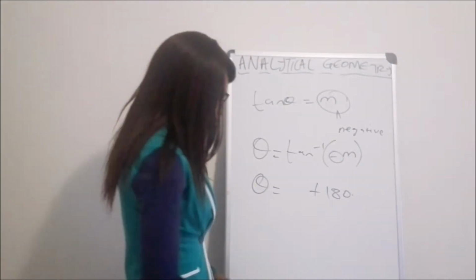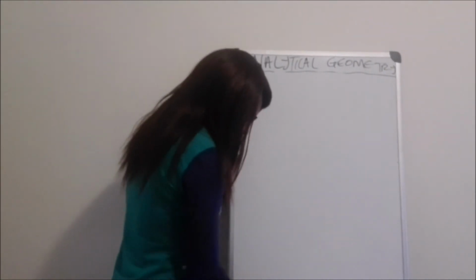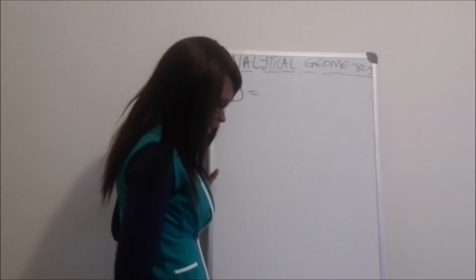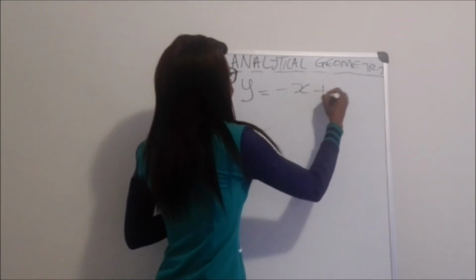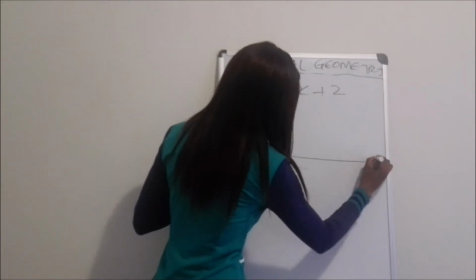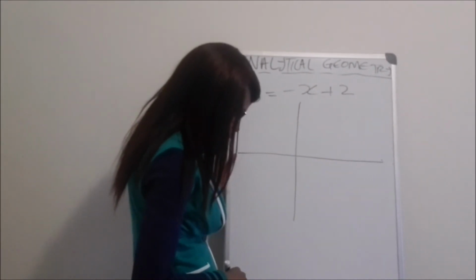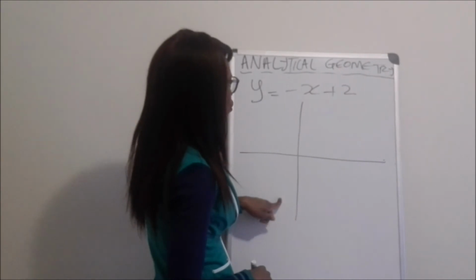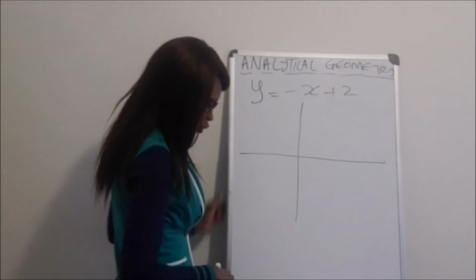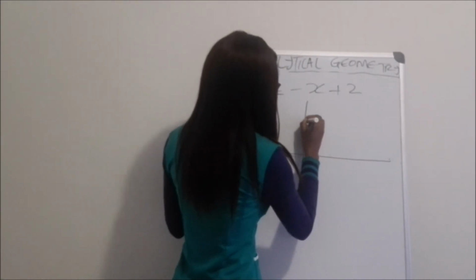All right, let me show you an example of what I mean by that, guys. With the very same question that we did, which for the first one was y equals x plus 2, for this one let's make it y equals negative x plus 2. All right, and then our x-intercept for this one will be at (2, 0).